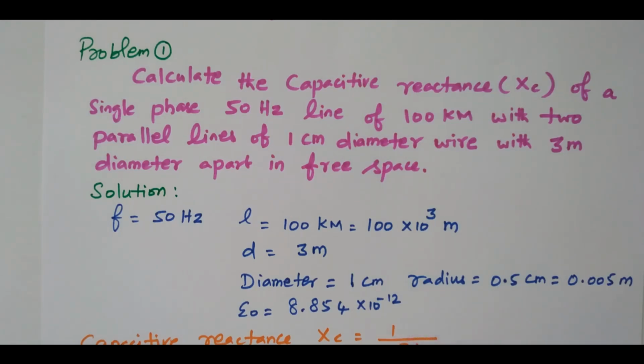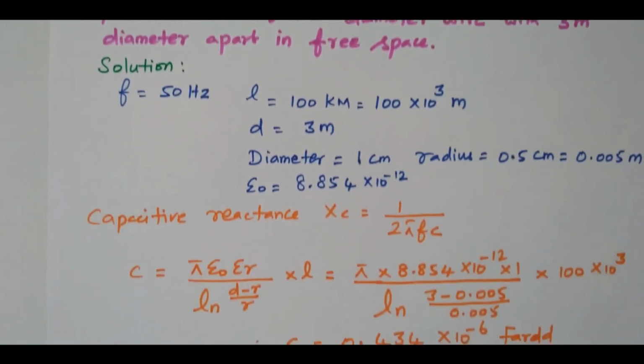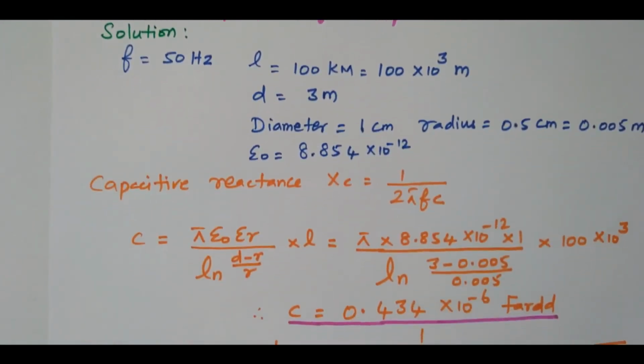Now we'll find the capacitive reactance. The capacitive reactance formula is 1 divided by 2 pi F C. Here F is already available, 50 Hz, but the C value is not given. So first we will find the C value, and after calculating C, we can calculate the capacitive reactance. What is the C value? Pi epsilon naught epsilon r divided by log of (d minus r) by r. Just now we got this derivation. This is the total capacitance, C.